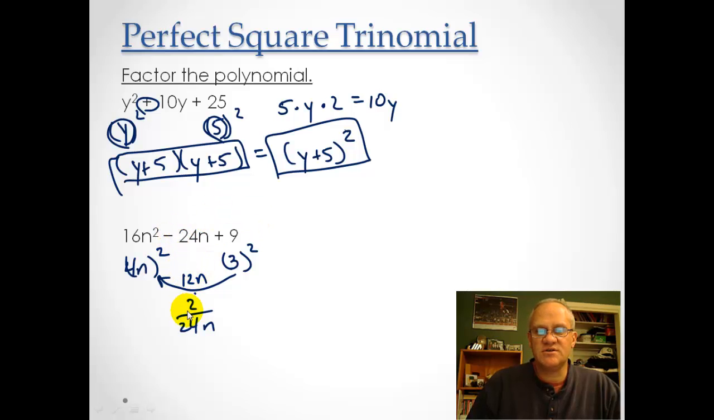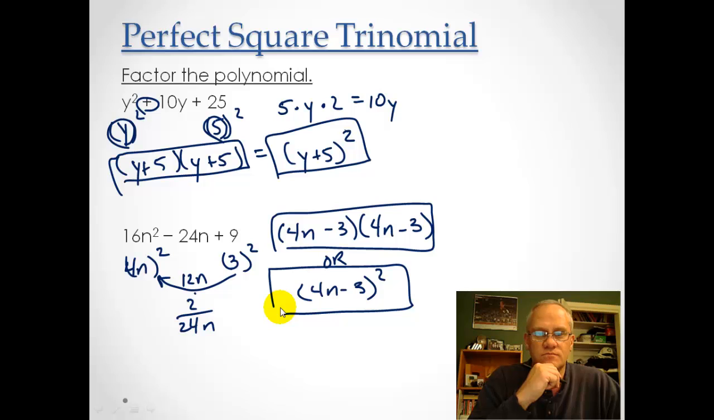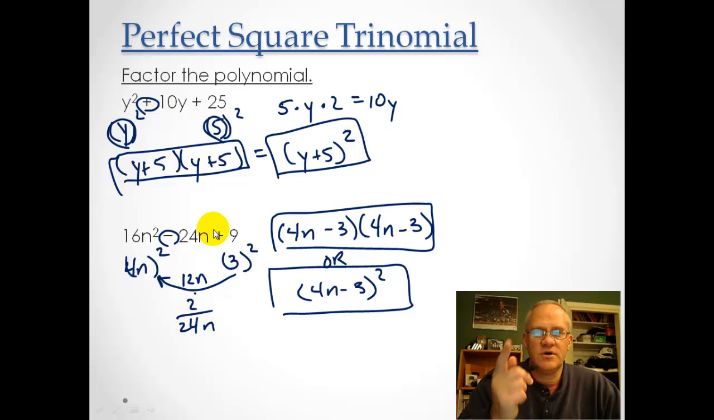So what this means here is that my factored down version will be 4n minus 3, 4n minus 3. Or you could say 4n minus 3 squared. And the reason why it's subtraction there is because of this negative sign right there. All right? So, again, just a shortcut, but if you see it, it might save you some time. If not, it will still work the other way.